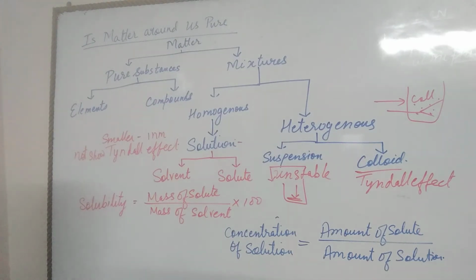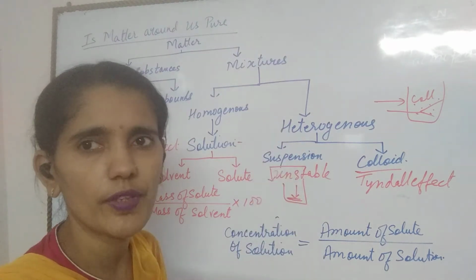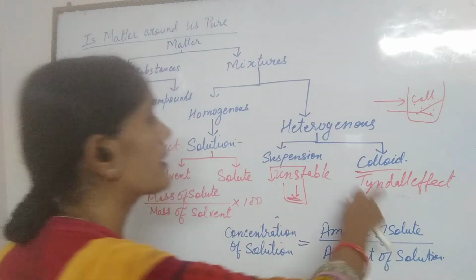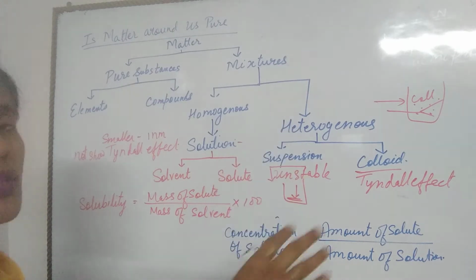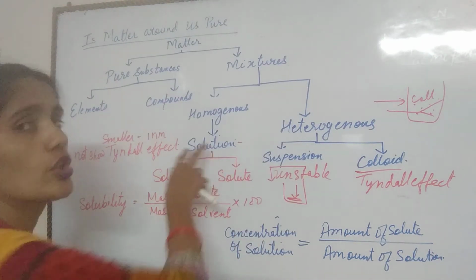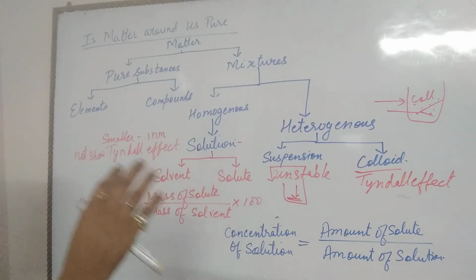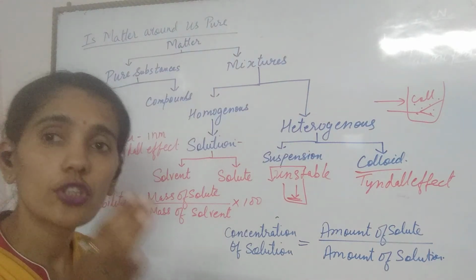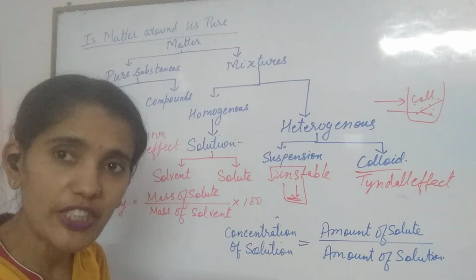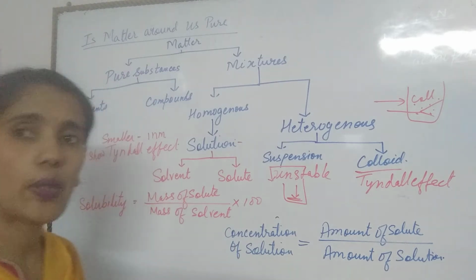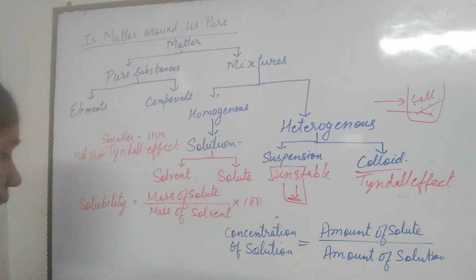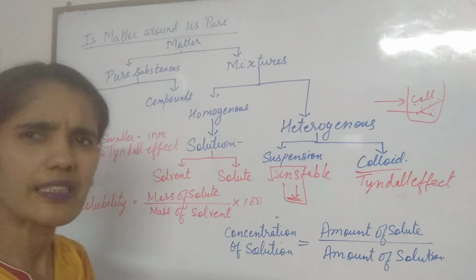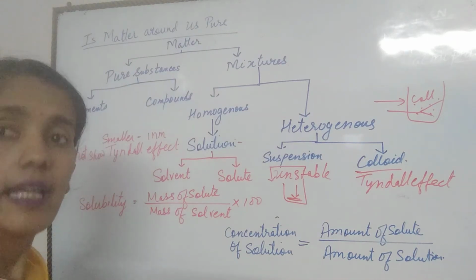Now what about suspension and colloid? In suspension no further classification is done, but in colloid, on the same basis as we obtain in solution, colloids are also of different types. Like we can say aerosol. Aerosol means a mixture of gas and liquid, like fog, mist. These are mixtures of gas and liquid.